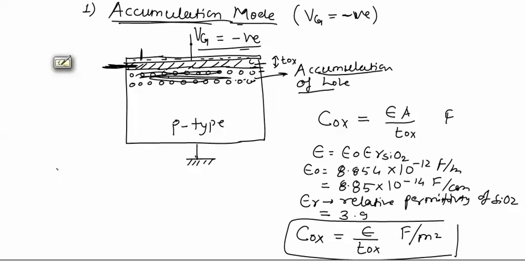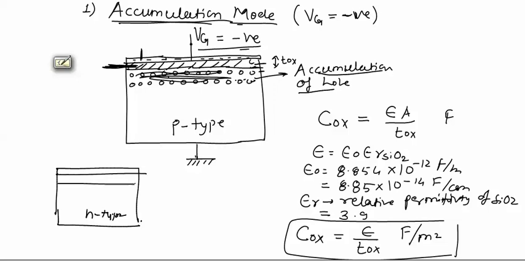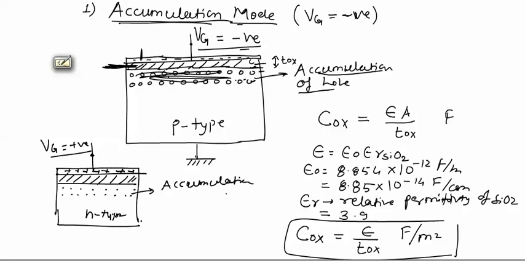If we have n-type substrate instead of p-type substrate, then to operate it in accumulation mode, we must apply a positive voltage at the gate terminal. So this positive gate metal will attract negatively charged electrons in this region. In this case, the accumulation will be due to electrons.